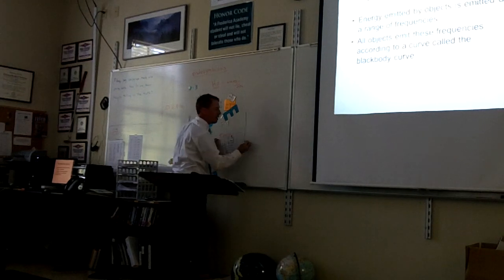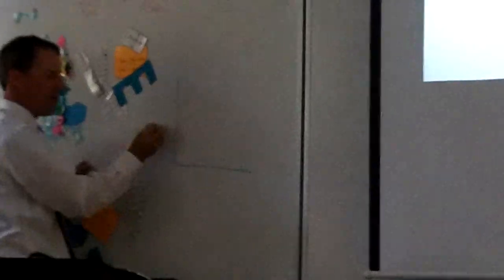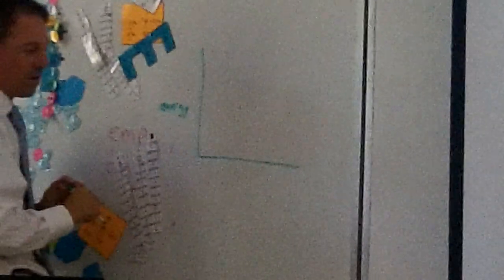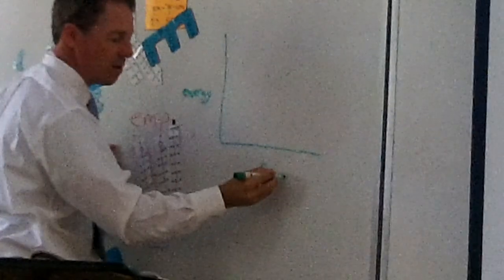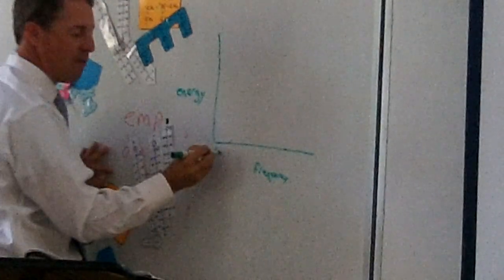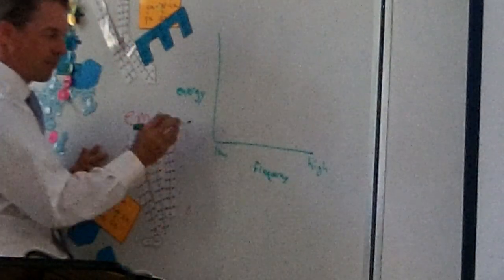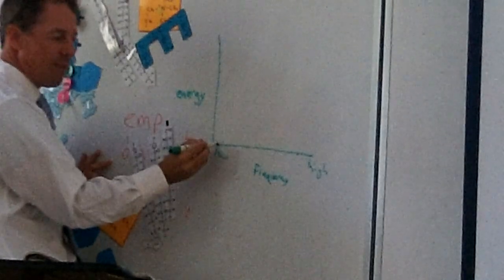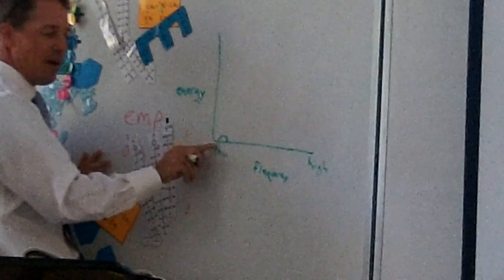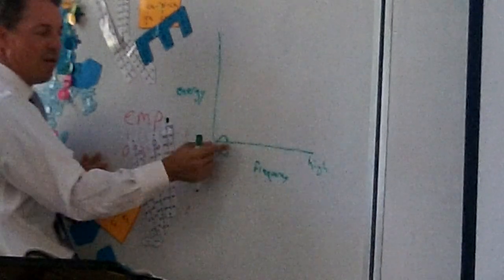Okay, so here we have a graph with energy on the side and frequency on the bottom, where low frequency is over here and high frequency is over here. Now, a cold object will have a black body curve that looks like this. That means it's not releasing much radiation, and it's releasing it at low frequency.